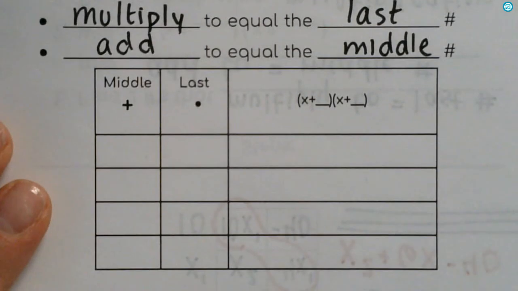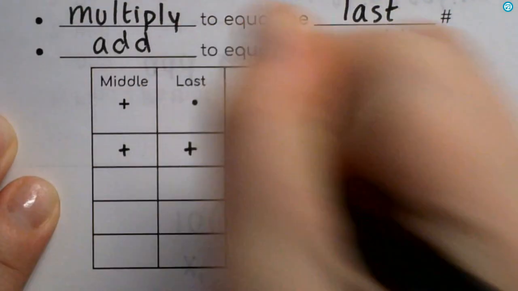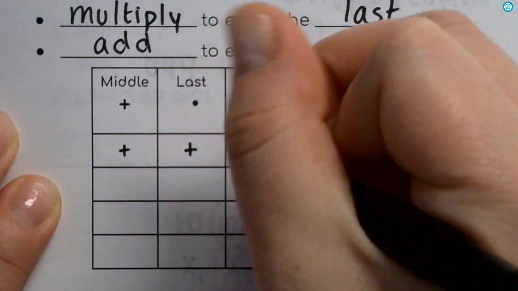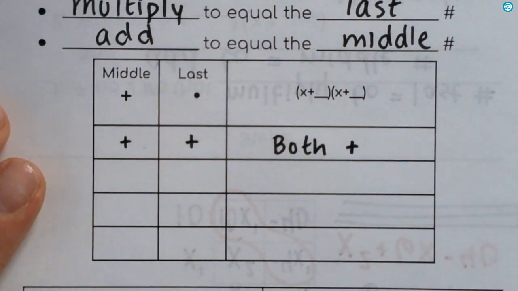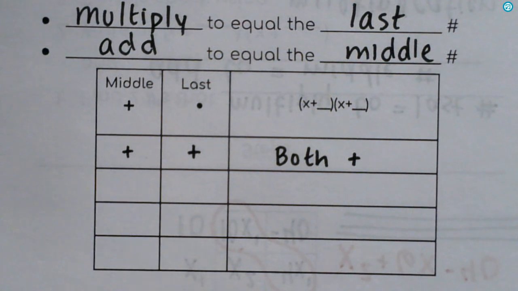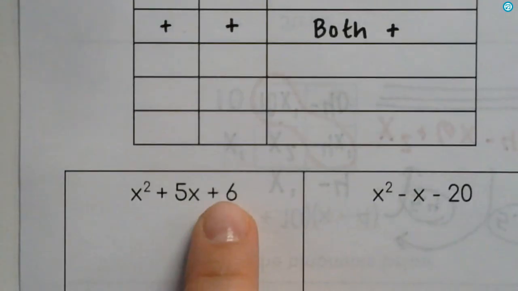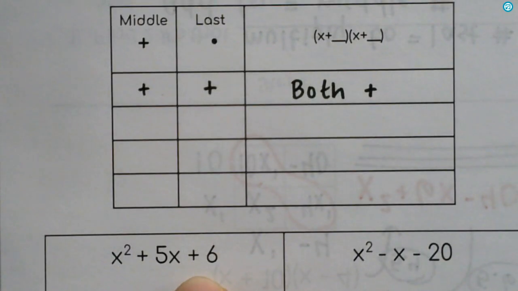So if we need to add together to be a positive number and we need to multiply together to be a positive number, we are going to pick two numbers that are both positive. So that's going to be our first example. The 5 in the middle is positive, and the 6 at the end is positive. Oh, sorry, you can't see that. I'm pointing to it. So that plus 5 and plus 6, those are both positives. That's what we mean there.